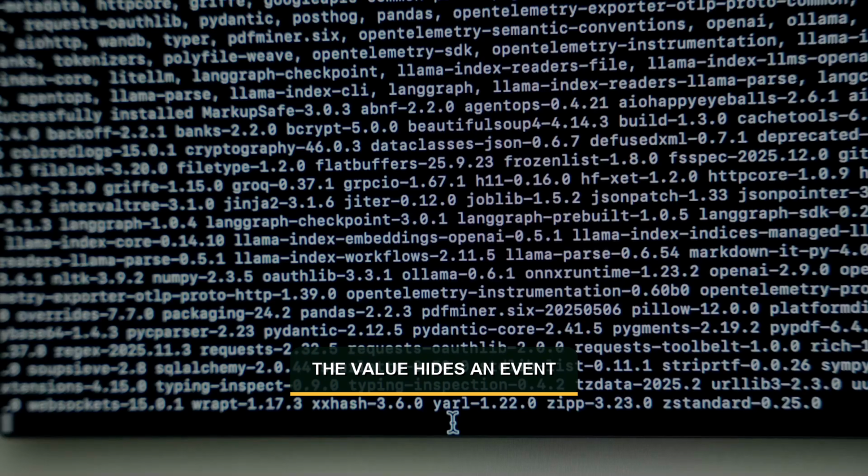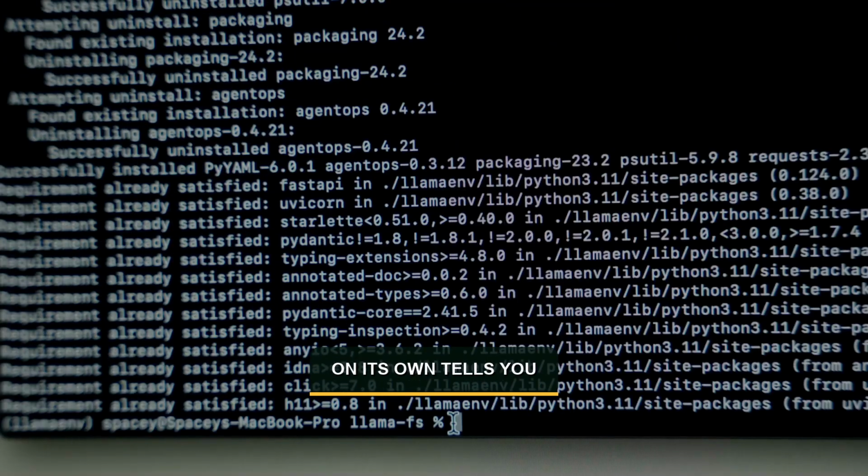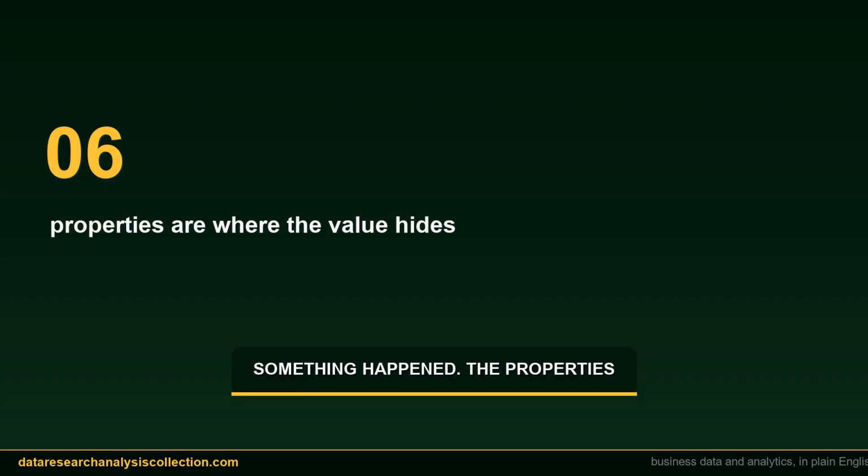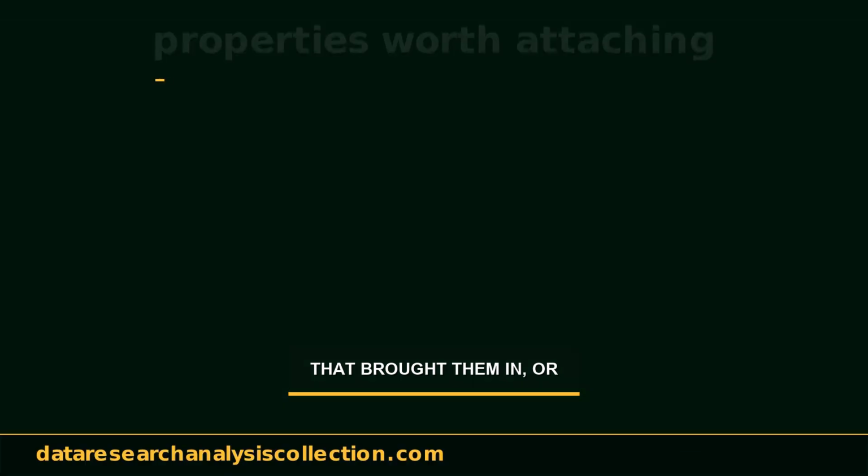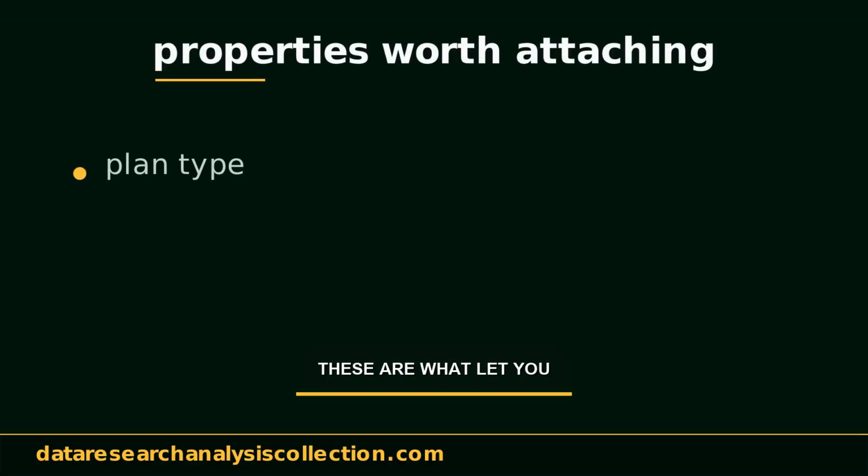Properties are where the value hides. An event on its own tells you something happened. The properties attached to it tell you the story worth knowing. A property is just a piece of context you record alongside the event, like the plan a user was on when they upgraded, or the source that brought them in, or the size of an order. These are what let you slice a number later and actually learn something, instead of staring at a single total.